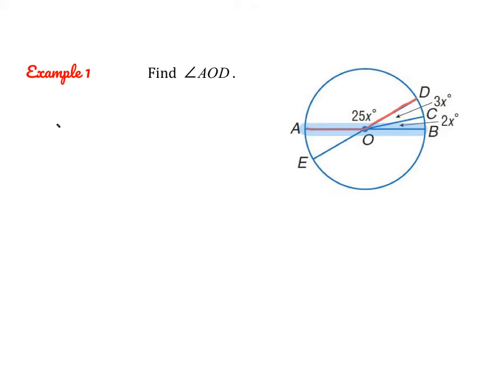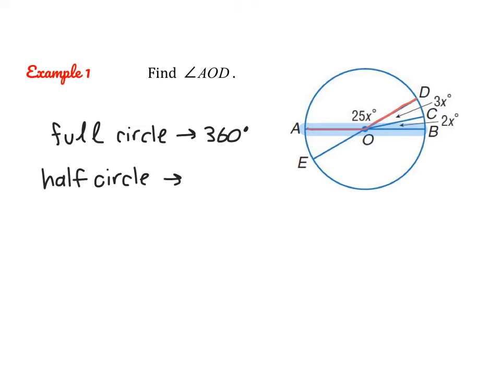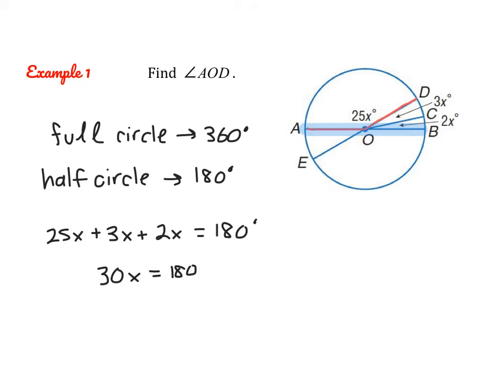So if a full circle will add up to 360 degrees, I know that half of a circle, the angle should add up to 180 degrees. So I can start solving this problem by setting up an equation. I know that 25x plus 3x plus 2x, all of those angles should add up to 180 degrees because it's exactly half of the circle. So from here, I'm going to combine like terms and then solve for x.